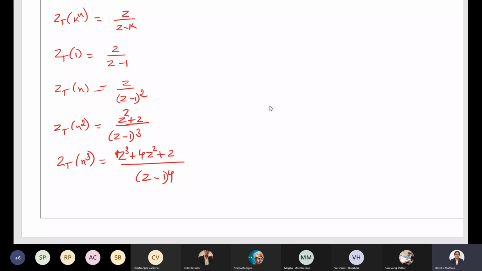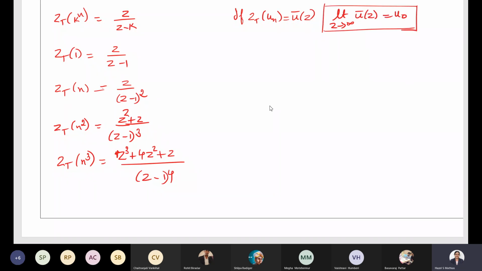We have learned only these things and we have to use these concepts in the questions. And today we have discussed initial value theorem. What does initial value theorem say? If Z transform of Un is say some U bar of Z, then limit Z tends to infinity U bar of Z is U0. From this we get the formula for U0.